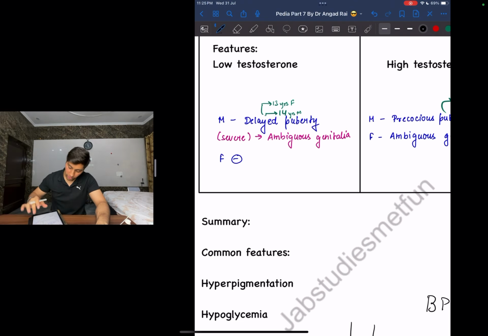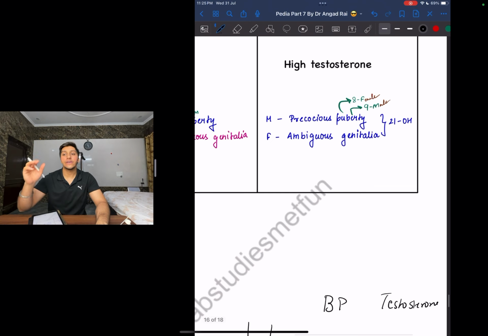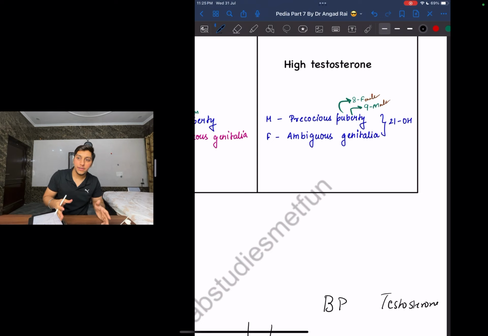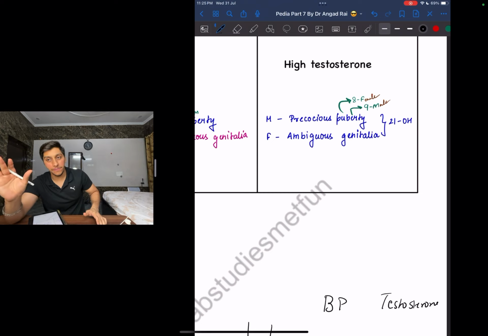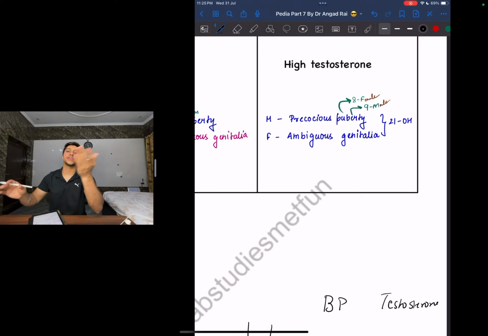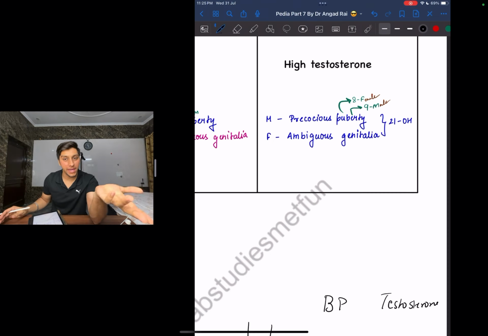Now let's talk about if there is high testosterone. If there is high testosterone in a male, puberty will be much earlier. That is known as precocious puberty. Remember, in females it is if it is by 8 years of age, and in male if it is by 9 years of age. Now if there is high testosterone in a female, again there will be ambiguous genitalia. That is going to be the clitoris getting converted into a penis, that will be clitoromegaly.